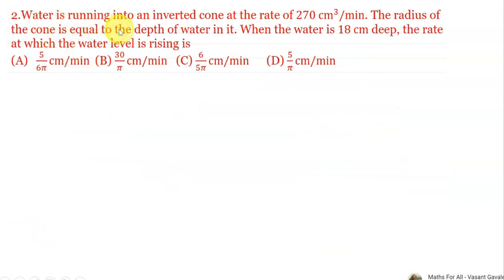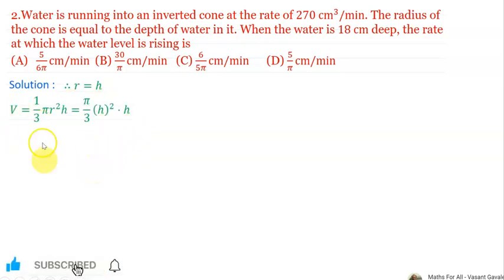Water is running into an inverted cone at the rate of 270 cubic centimeter per minute. The radius of the cone is equal to the depth of water in it. When the water is 18 centimeter deep, the rate at which the water level is rising is, these are the options A, B, C, D. Now see the solution. Here R equals H.